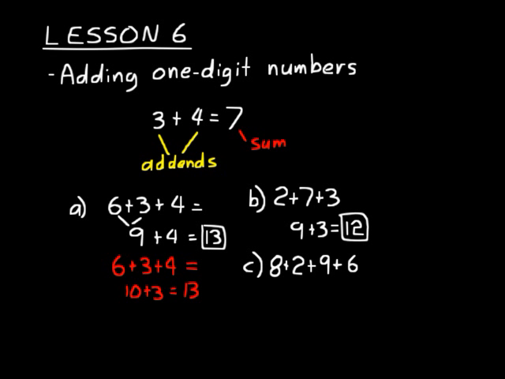Let's do one more. This one has 4 numbers in the problem. So again, just add in pairs, working from left to right. Add the 8 and the 2 together, that would be 10. And then add the 9 and the 6 together, that would equal 15. And now add the 10 and the 15, and that would be 25.